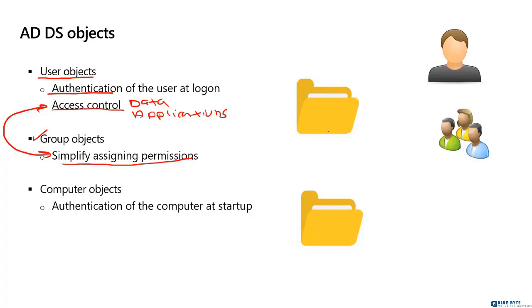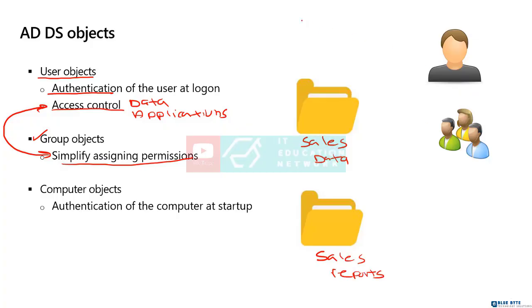Let's say I have this folder and it is sales data. Then I have this other folder and it's sales reports. In my sales department, I have these sales users, and we're going to say it is 90 employees, or 90 users that work in sales. So 90 people need access to this sales data and to this sales reports. What you could do, which would be extremely painful, is go to this sales data folder and assign permission to these 90 users individually.